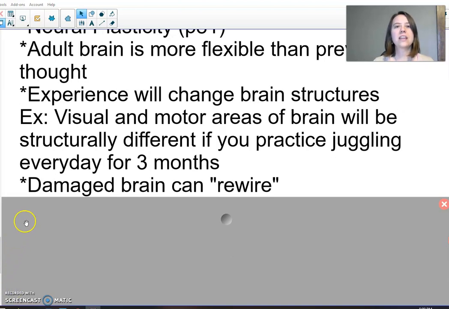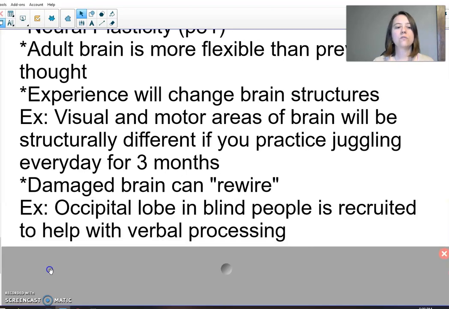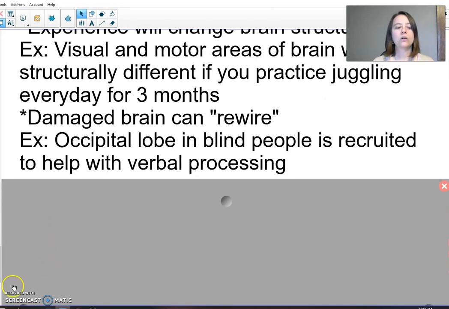And we know this because a damaged brain can rewire. For example, the occipital lobe, which we know from what we just learned is back here, is involved with processing sight. And in some blind people, this part of the brain is recruited to help with verbal processing. Also, people who have strokes and have parts of their brains damaged can teach other parts of their brain to do that same task. Perhaps learn to read or learn to speak again.